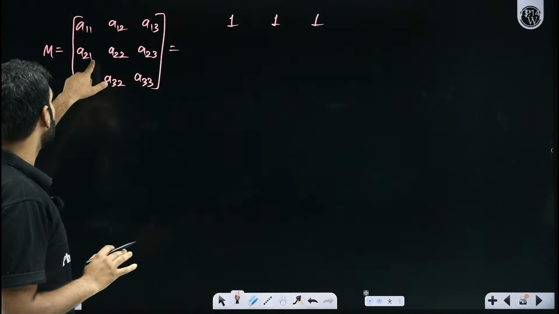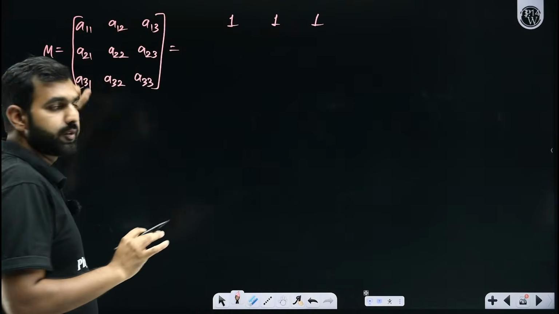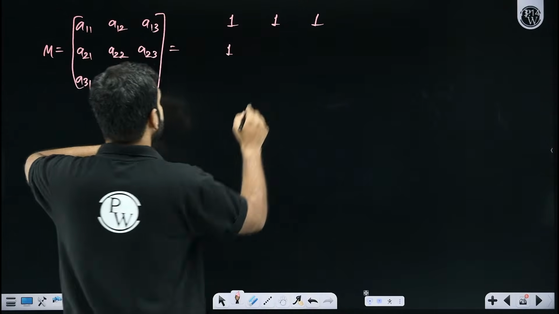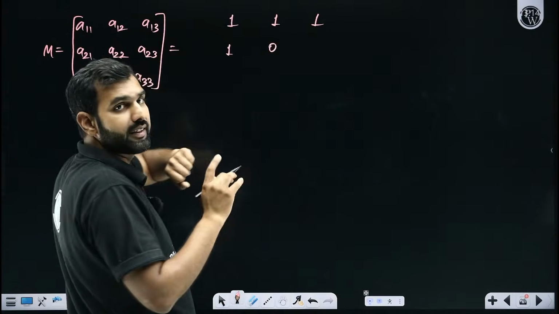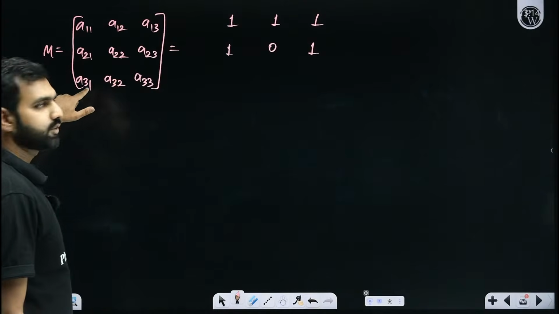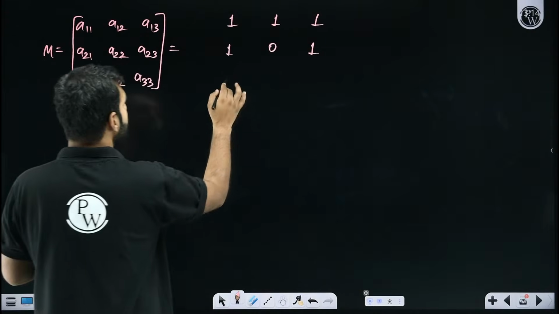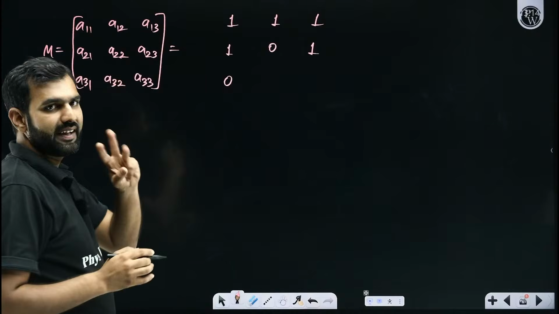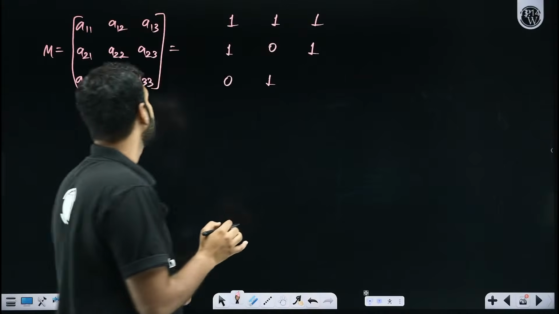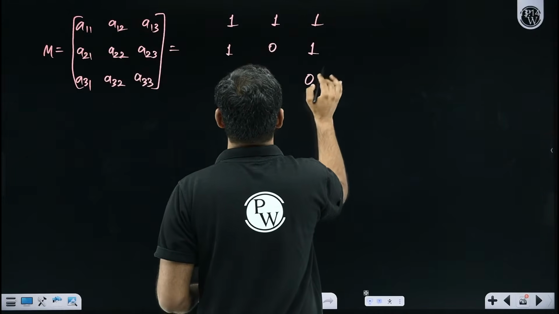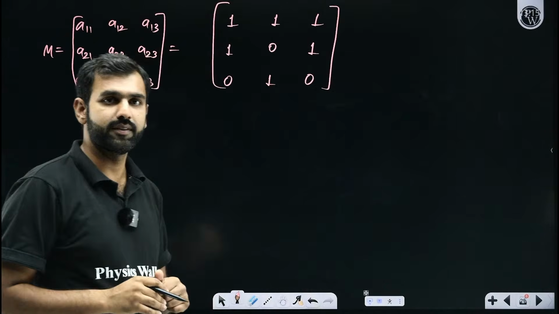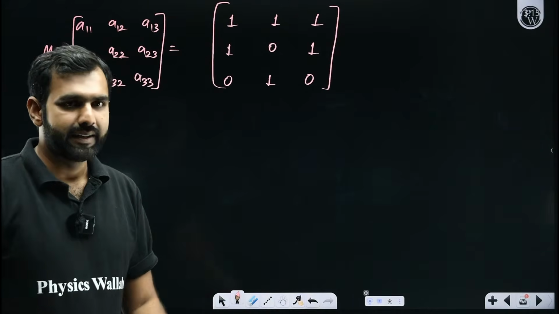Now, 1 plus 1, 2. 2 is divisible by 2, so it should be 1. 2 plus 1, that's 3. 3 is not divisible by 2, so it should be 0. 3 plus 1, that is 4. 4 is divisible by 2, so it should be 1. 1 plus 1, that is 2. 2 is not divisible by 3, so it should be 0. 2 plus 1, that's 3. 3 is divisible by 3, so it should be 1. 3 plus 1, that's 4. 4 is not divisible by 3, so it should be 0. So that is your matrix M first of all. Everybody got this? Everybody understood this? Great, great. We'll work that out.